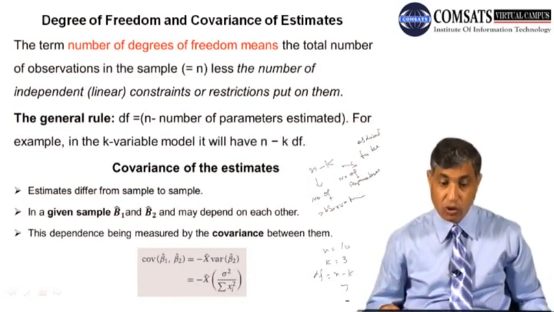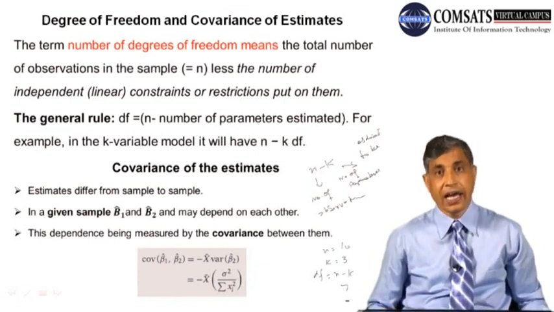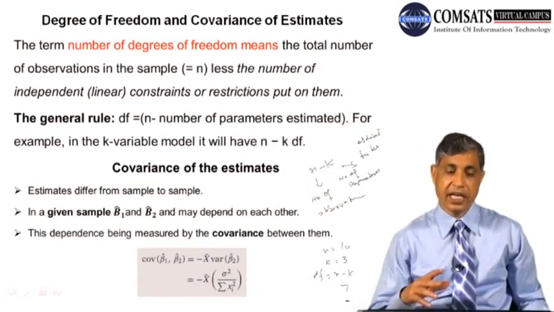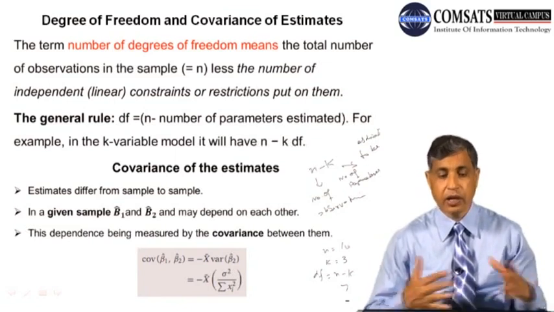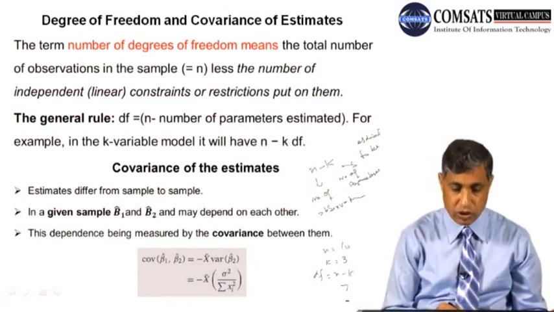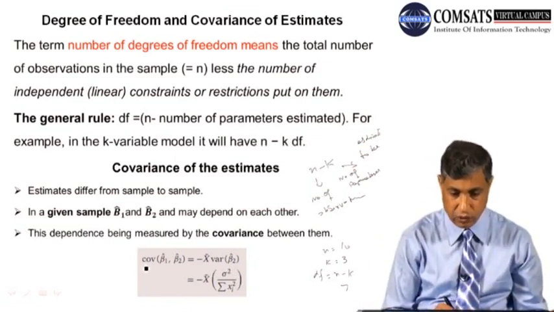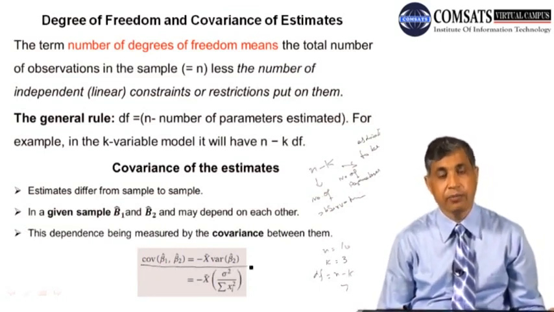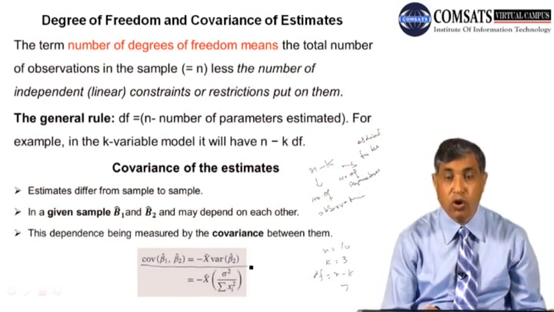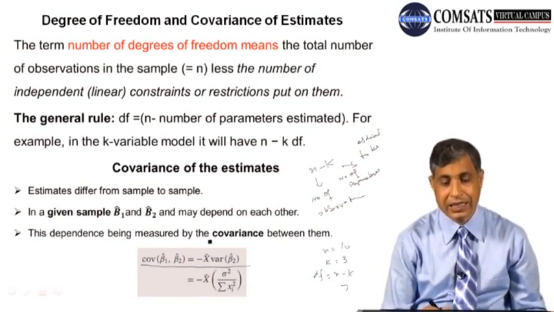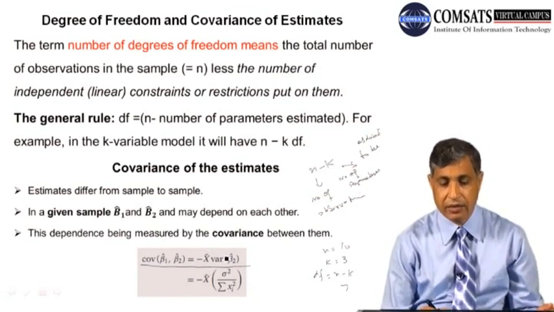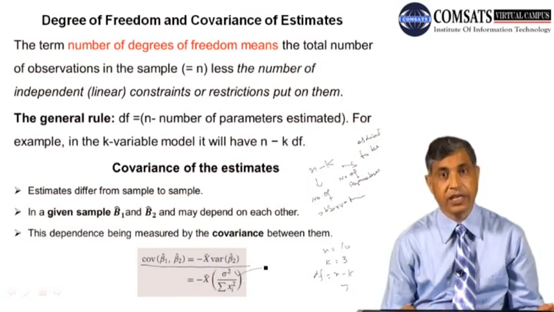Now I am going towards the covariation of the estimates. Estimates, as I previously said, differ from sample to sample. In a given sample, beta 1 and beta 2 may depend on each other. So this is the formula for this. If you look at this, the covariance between beta 1 hat and beta 2 hat is equal to minus x bar, where minus is the sign and x bar is the mean, times the variance of beta 2 hat, and this is the formula.